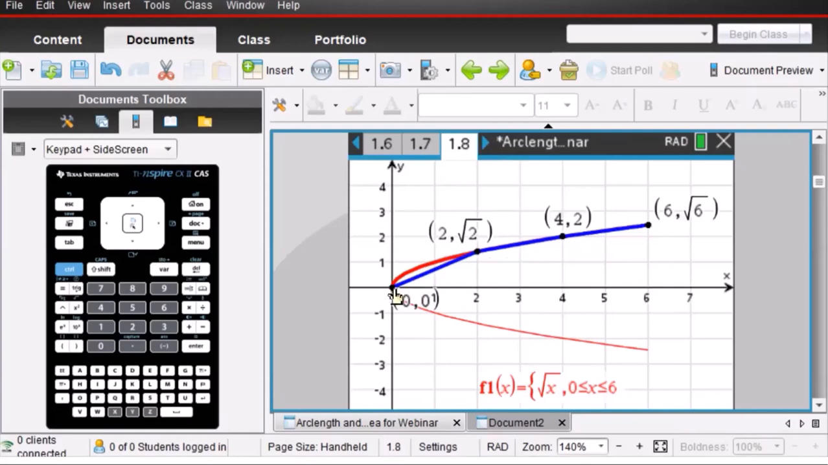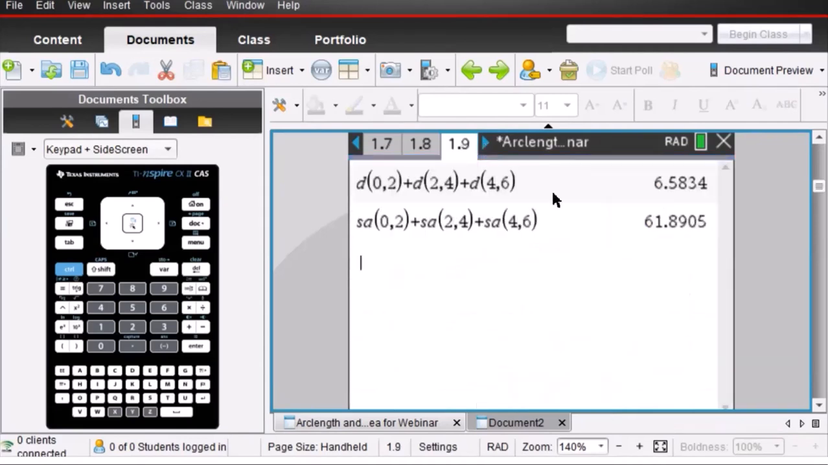I've got my segment between 0 and 2, 2 to 4, and 4 to 6. And you can see that the blue lines now are getting closer to the correct value of the surface area and the arc length. So if I work out D02 plus D24 plus D46, again, I'm getting a slightly bigger answer, and the same thing for the total surface area. So let's try perhaps one more.